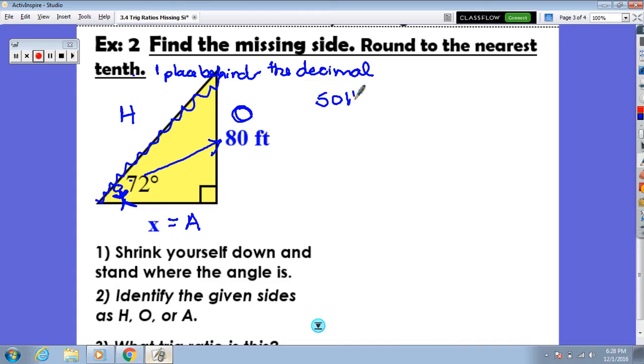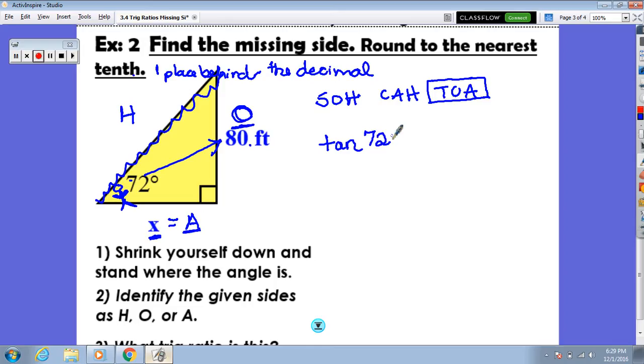So if we look at these carefully, SOH CAH TOA, we are given the side that's opposite, which is 80. And we're looking for the value of x, which is adjacent. So we have to use the tangent function. Alright, so I write tangent of what is the measurement of the angle?